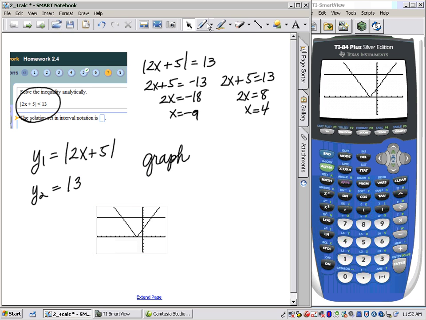Okay. So we know that what we're trying to find is where is that graph less than or equal to 13. That occurs in this middle region here. But remember, we're answering with our x values. What x values are designated by that? And that value was between the negative 9 and the 4. So the region of our number line would be between negative 9 and 4. Okay?